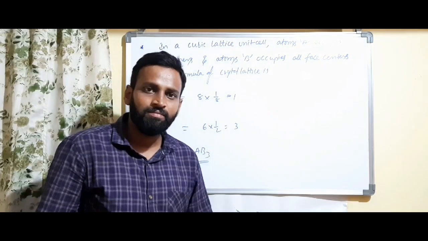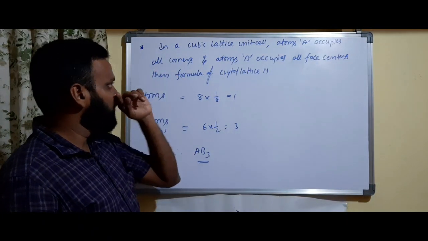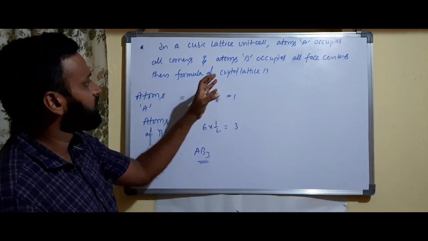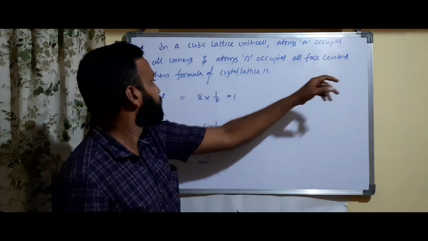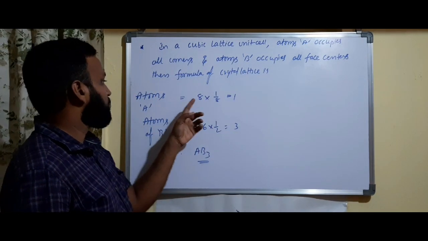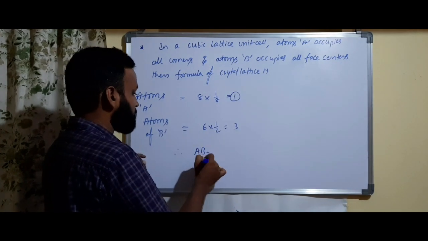Simple numerical I started, but I will give you more numericals based on this. Okay, so in a cubic lattice unit cell, atoms A occupy all corners, atoms B occupy all face centers, then the formula of the crystal lattice is, so atoms A I calculated as 1 atom, and atoms B is 3.